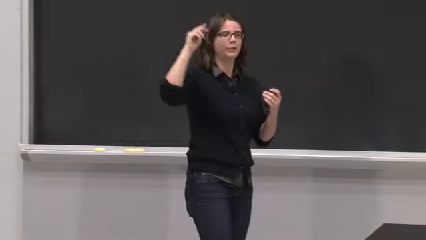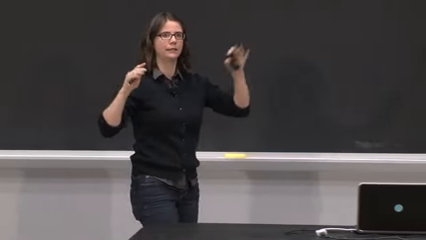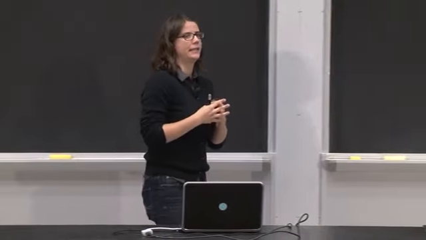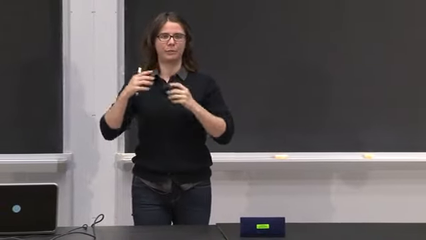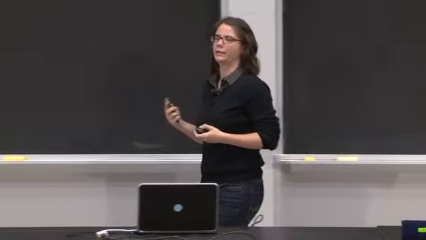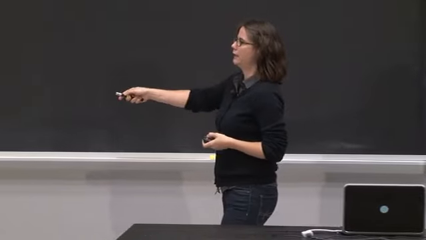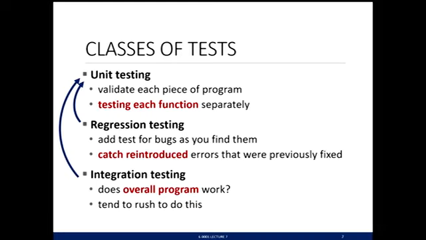So this is the part where you take all of the individual pieces, put them together, and integration testing tests to make sure that the interactions between all of the different pieces works as expected. If it does, great, you're done. But if it doesn't, then you'll have to go back to unit testing and regression testing and so on. So it's really a cycle of testing.